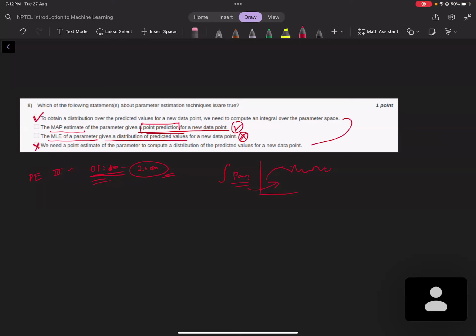So these are actually contradicting statements. I don't know how I read it incorrectly. To obtain a distribution over a predicted value, we need to compute the integral over the parameter space. We need a point estimate of the parameters to compute a distribution of the predicted values for a new data point. Okay, so this is false and this is true. How did you get B? The answer is A and B. Not B and D.